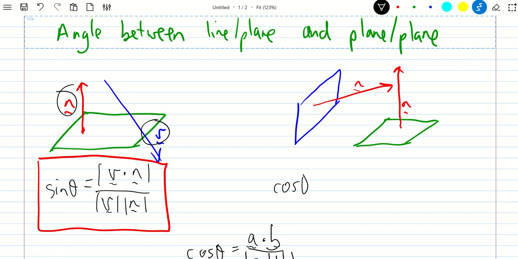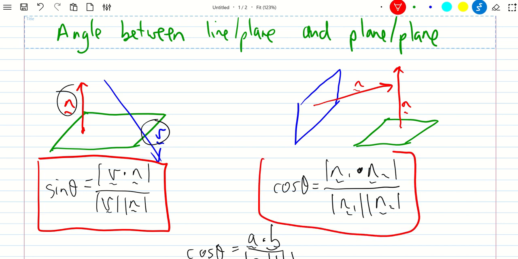The formula for it is cos theta, the angle between two planes, is equal to n1 dot n2, again magnitude of that so that we get the acute angle, over magnitude of n1 times magnitude of n2. And that's all there is to it. They're the two formulas for finding angles between either a line and a plane or a plane and a plane.